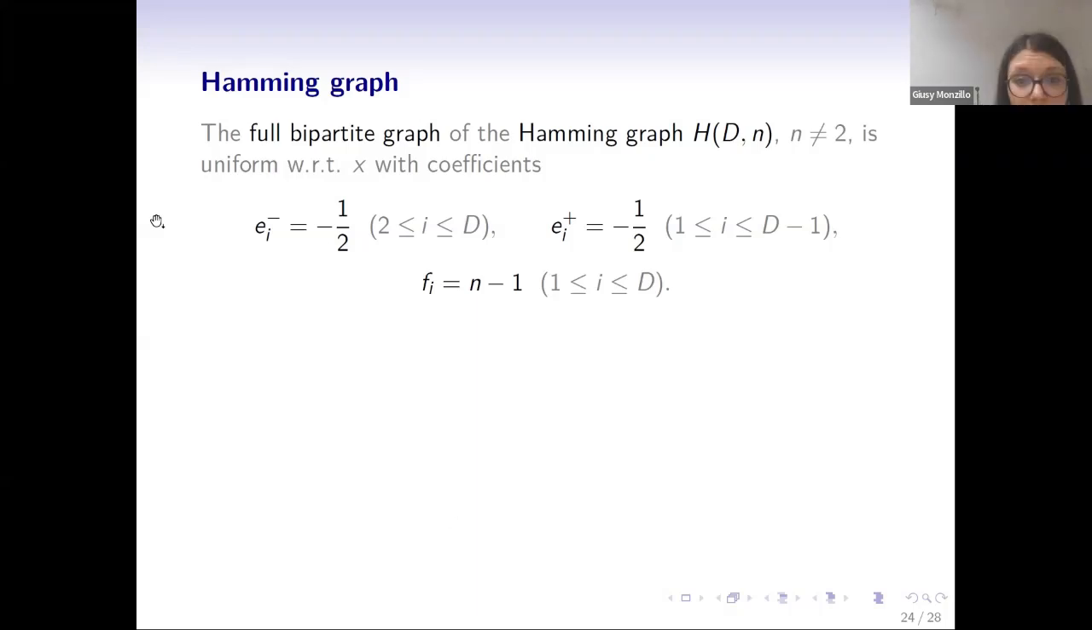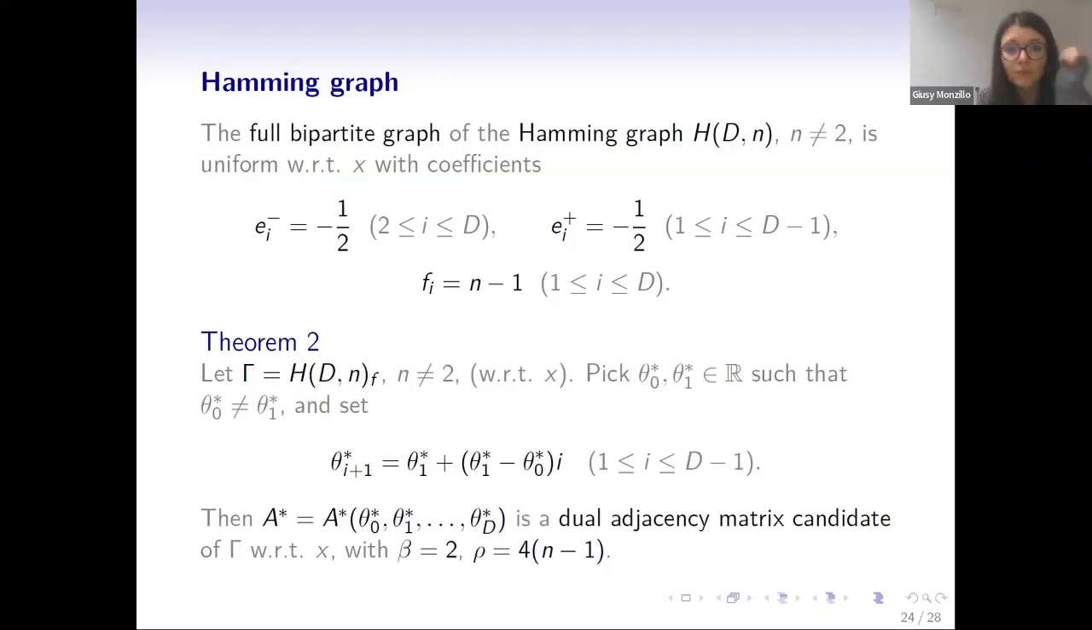Okay, so these are now the coefficients, by the way, and they are constant, okay? And then this already suggests that there is a parameter beta and a parameter rho because they are constant. But okay, let me explain what I'm talking about. So this is the theorem where we apply our algorithm. If gamma is the full bipartite graph of H(D,N), so of this Hamming graph, and we pick two distinct scalars, theta 0 star, theta 1 star, and then we consider this formula for theta i plus 1 star.